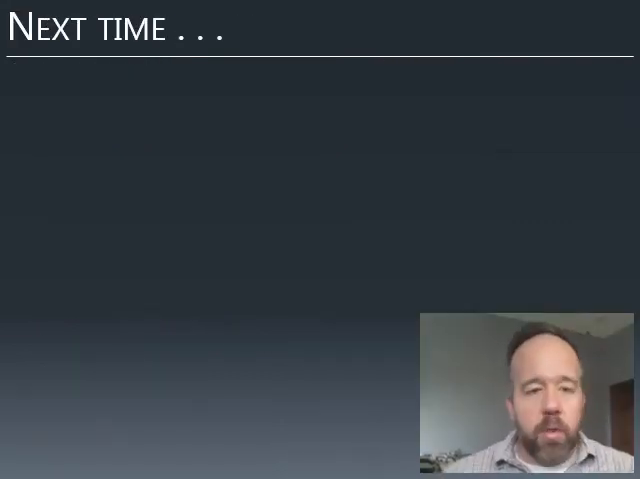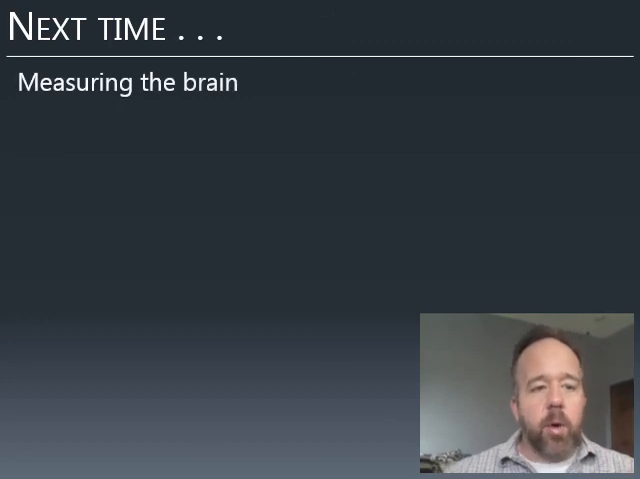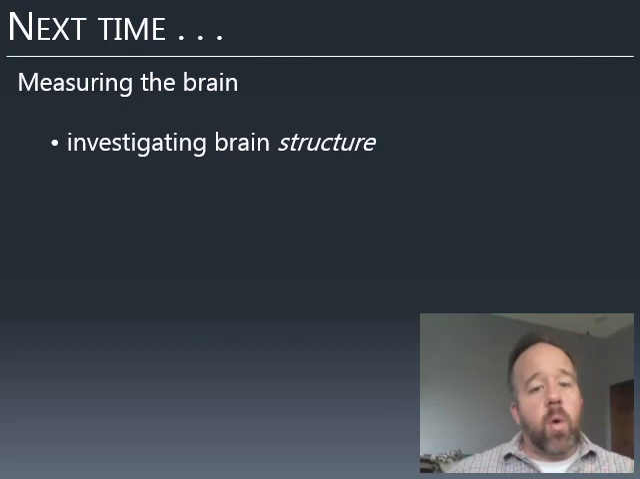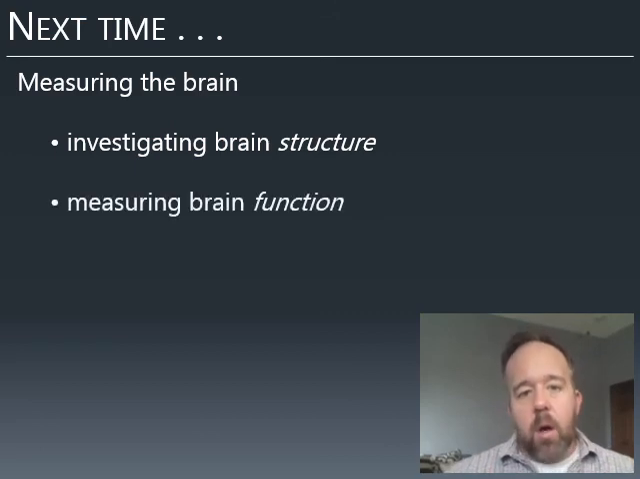Okay, that will do it for this lecture. Next time, we're going to talk about measuring the brain. So how do we have all this knowledge about the way the brain works, about the way the brain is built? We'll talk about ways and methods that we investigate brain structure, the physical components of the brain. We'll also talk about how we measure brain function, that is, activity in the brain that accompanies behavior.